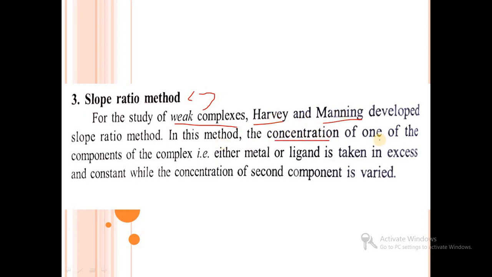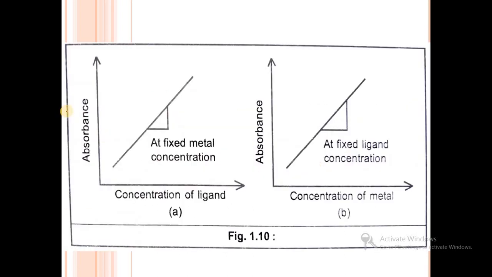In this method the concentration of one of the components of the complex, either metal or ligand, is taken in excess and constant, while the concentration of the second component is varied. Here one component is taken in excess proportion compared to the other, and the other component is varied with respect to the first. So this is the slope ratio method. In the slope ratio method we get a graph of absorbance versus concentration of ligand, and the nature of the graph is like this.